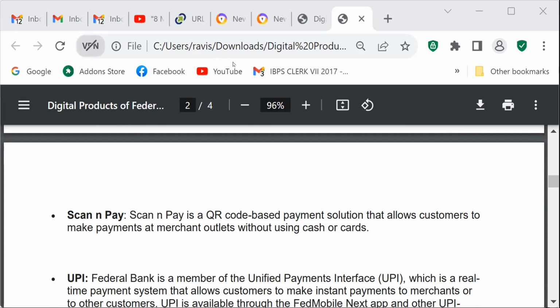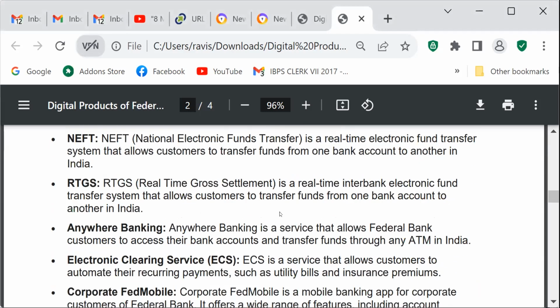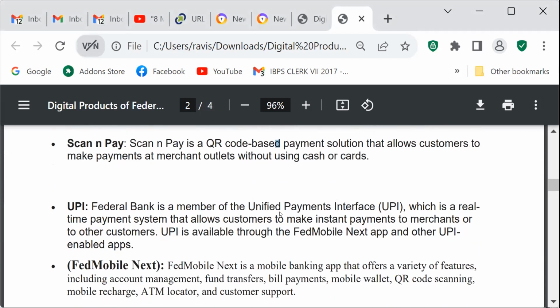Very good. Next, I will request Kishore Kumar. Did you study? Otherwise, you study now. Kishore Kumar. Yes, sir. Please read UPI. Okay. Yeah. 1 minute.